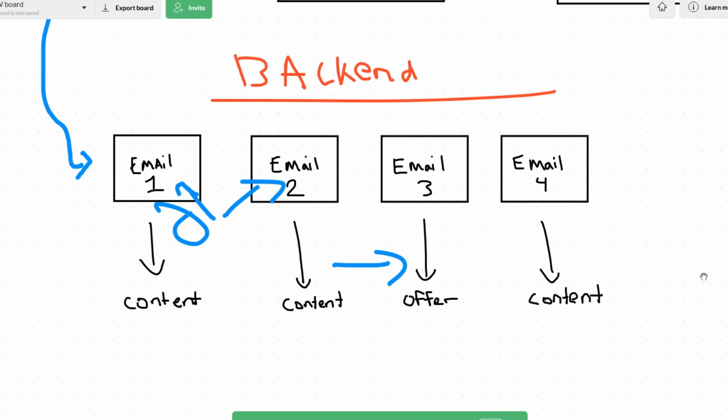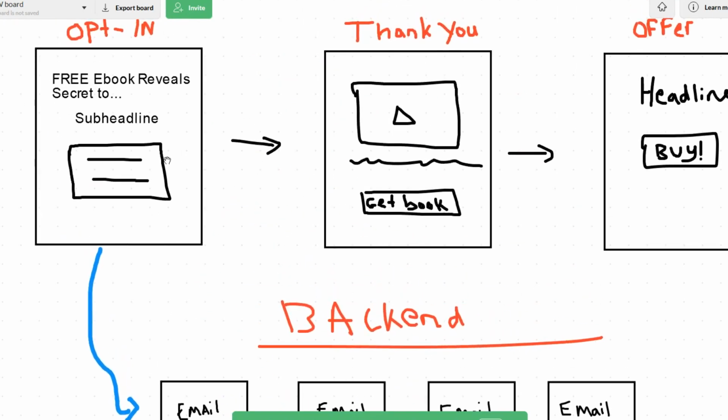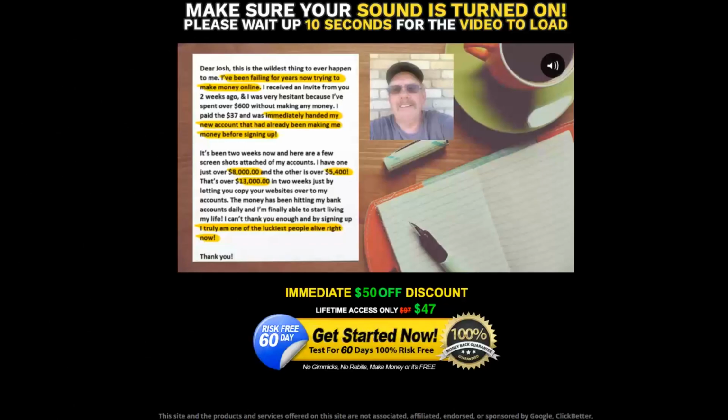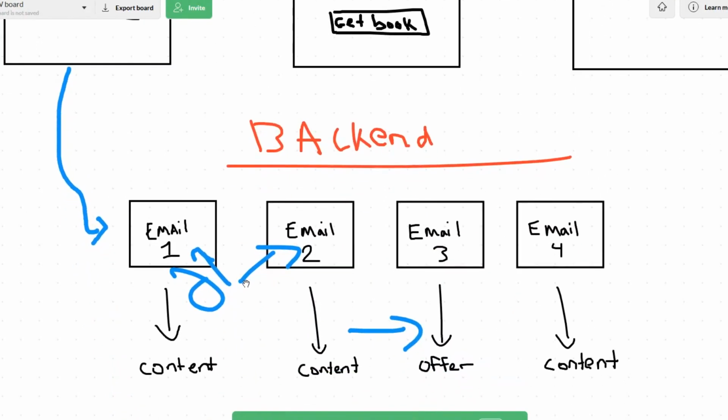Okay, you're a beginner to this, so you want to keep it as simple as possible. Opt-in page. You make the opt-in page with ClickFunnels, okay, and then the thank you page, and then the offer. You hit them with that offer page, and then your back end.